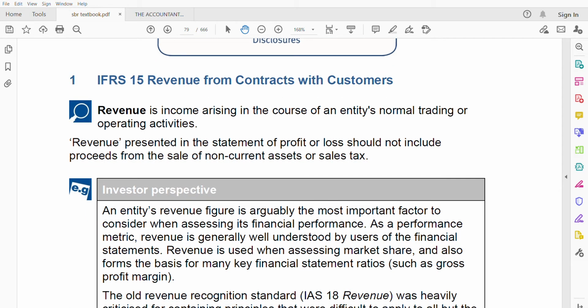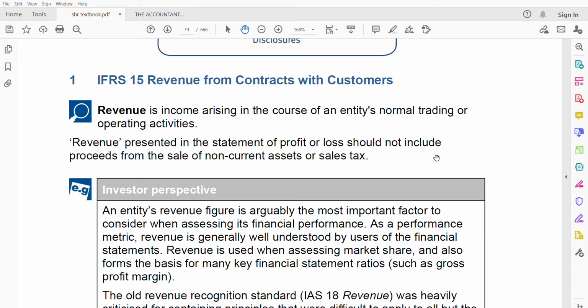We all know what revenue is. It is an income which you are expected to get in the normal trading activities, right? Or it is known as operating activity. And revenue presented in the statement of profit and loss should not include proceeds from the sale of non-current assets or sales tax. Okay? The revenue which is there does not include the proceeds which you get from selling your non-current asset. Only those revenues which are from your normal trading or operating activities. Because the proceeds which you get from selling a non-current asset are known as investing activities. They are not your operating activity, or even the sales tax.